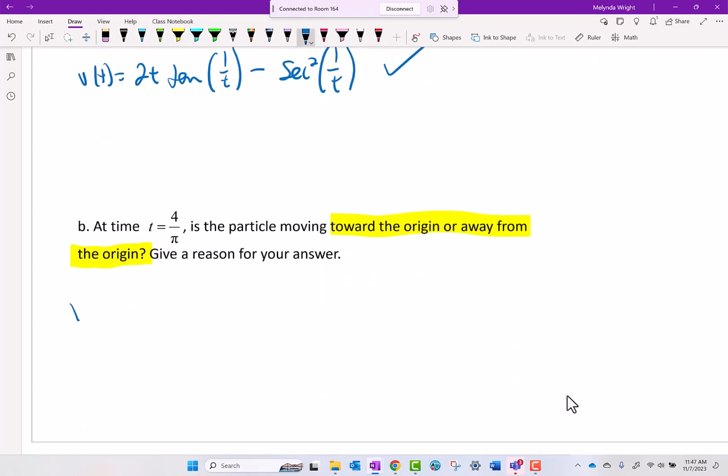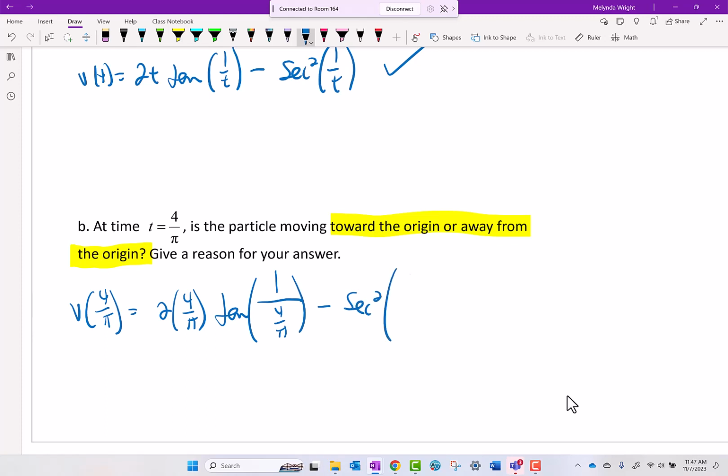So we need to find v of 4 over pi, which is going to be 2 times 4 over pi tangent of 1 over 4 over pi, minus secant squared of 1 over 4 over pi. Oh, we love complex fractions, don't we? Oh my goodness, they drive us crazy.